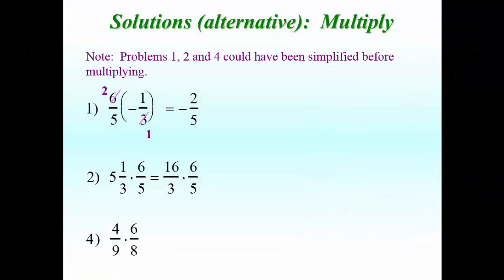Next one, you could have done your 16/3, rewriting your mixed number as an improper. And at that point, you could say 3 goes into 3 once, 3 goes into 6 twice. At the end of the day, you still get 32/5.